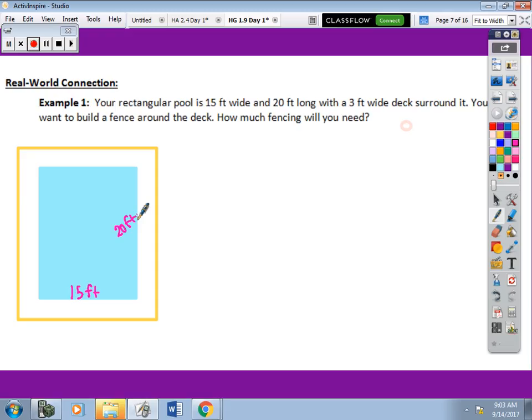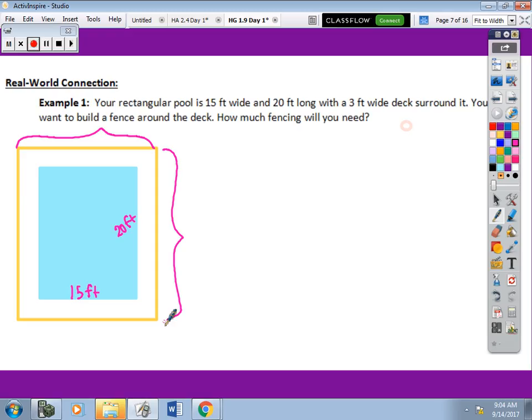Now the deck around it is 3 feet wide everywhere. Okay, so it's 3 feet here, 3 feet here, 3 feet here, 3, 3, 3, 3, 3, 3, 3. Okay, so we want to put a fence around the outside of this part. So we need to figure out how long this whole side is and how long this whole side is.